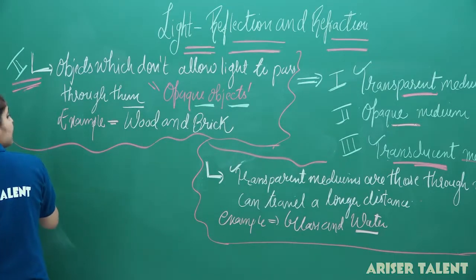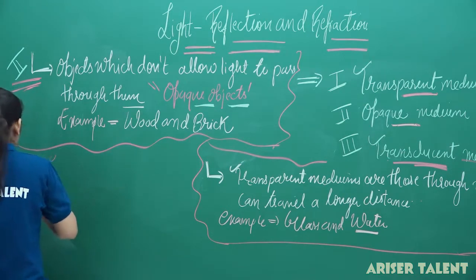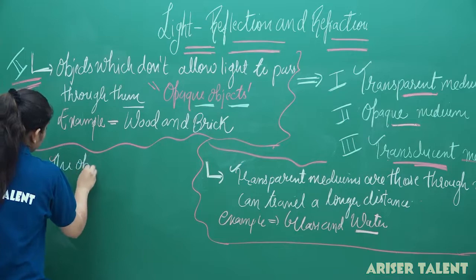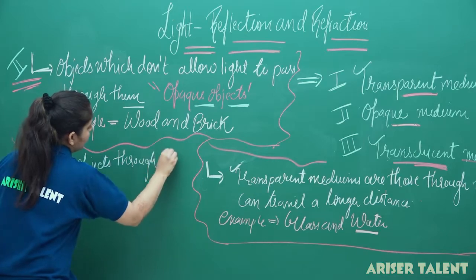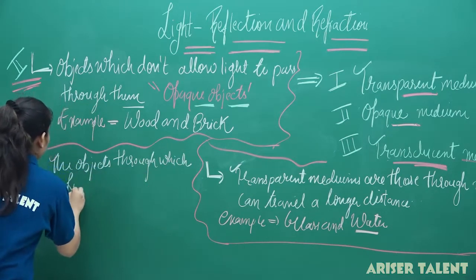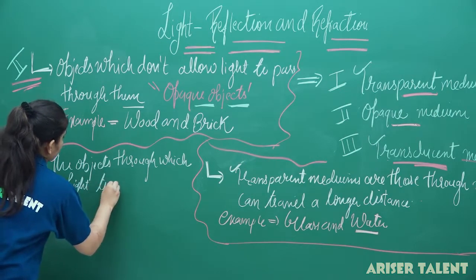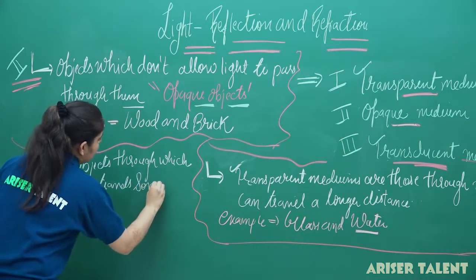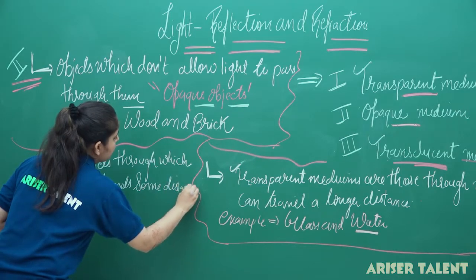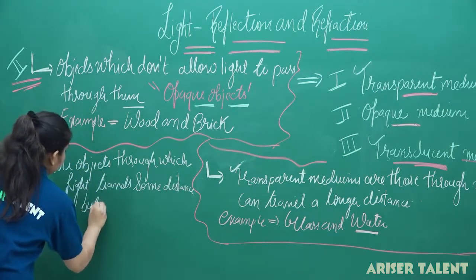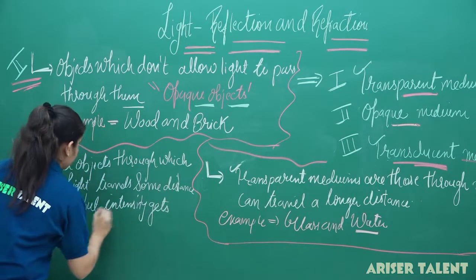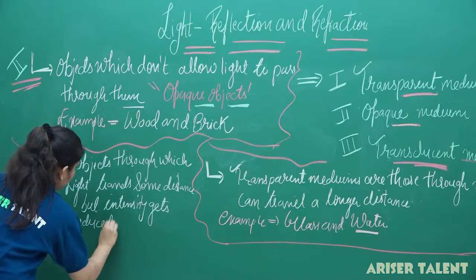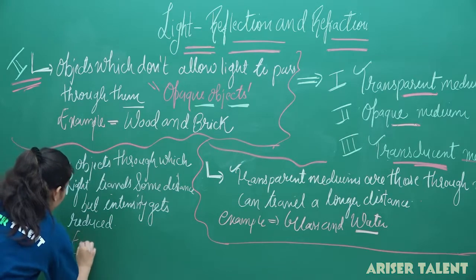So the third category is the objects through which light travels some distance but the intensity gets reduced. And its example is oil.